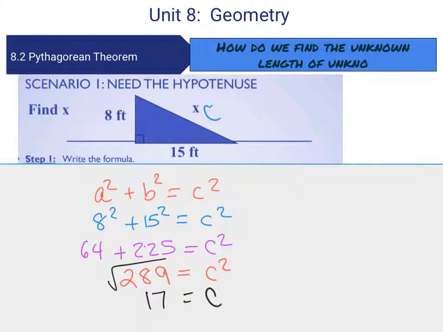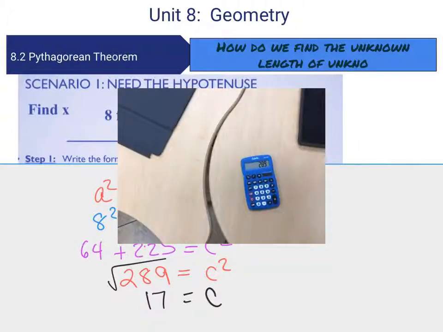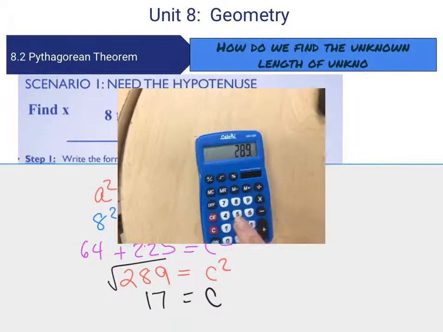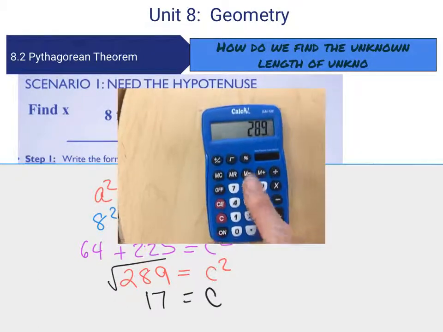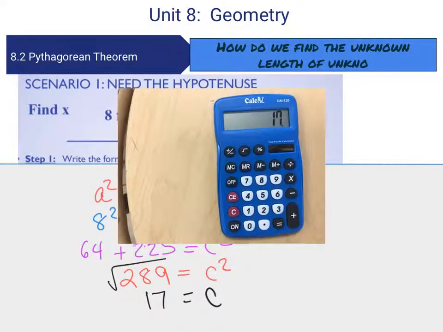How do you know? Can we use a calculator? So on a calculator, you would take 289, and then you would press the square root symbol, and it would immediately give you 17.